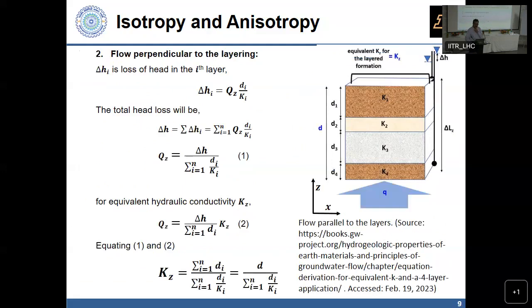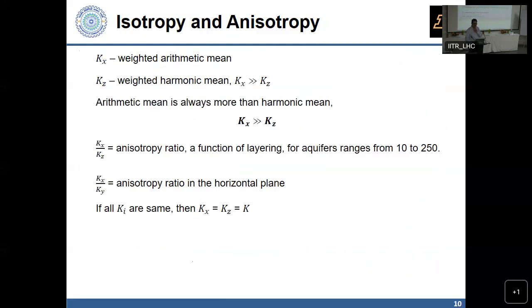And it can be shown that when we do this, K sub X and K sub Z with these expressions, K sub X will always be greater than K sub Z. To flow parallel to the stratification, to move water parallel to the stratification, is far easier. The conductivity is higher, so with a smaller head loss, you can move the same amount of flow.